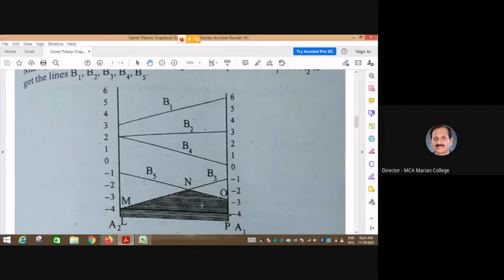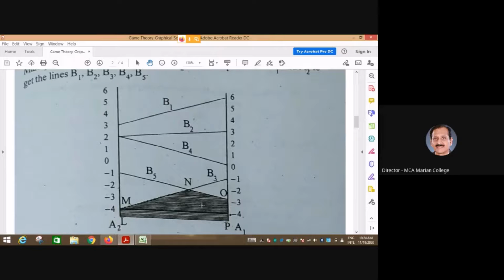Now, just like using dominance property, here also we will eliminate all the other strategies of the second player, Y. We need to consider only B3 and B5. You can eliminate B1, B2, and B4, which are not part of this particular intersection point.